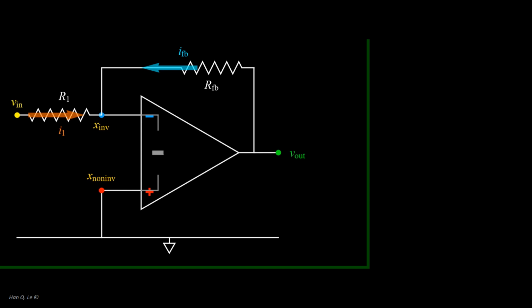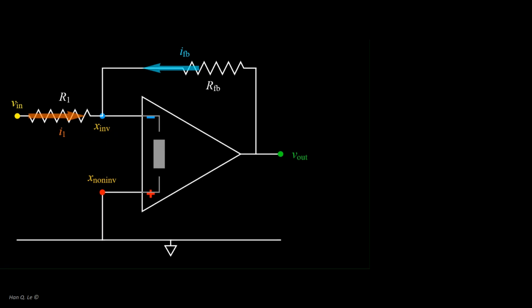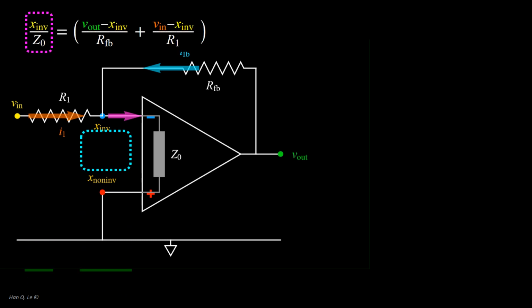To apply Kirchhoff's current law at the X inverting node, the internal impedance between the two op-amp terminals, the inverting and non-inverting, is needed and is denoted as Z0. Although it is very large, in the megaohm or much higher range, and often approximated as infinite, the term is kept for the sake of principle. Then the current conservation at the X inverting node gives the equation to calculate the negative feedback effect on V out.